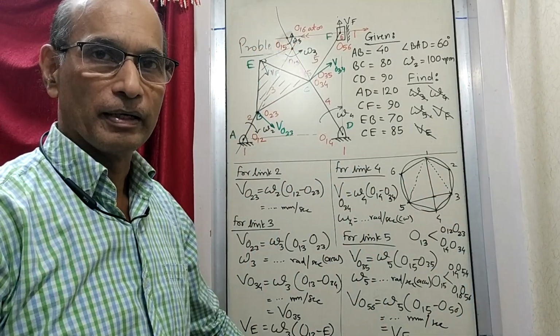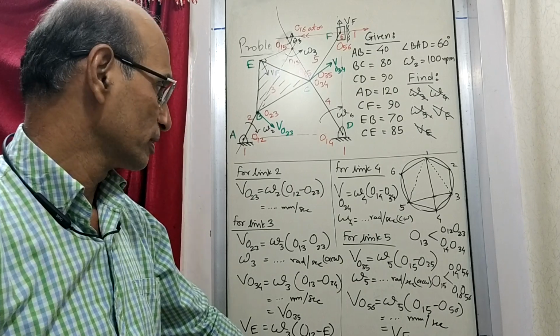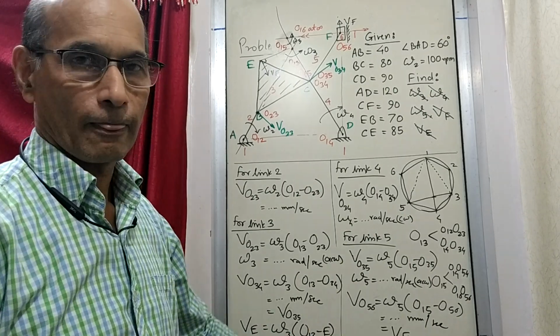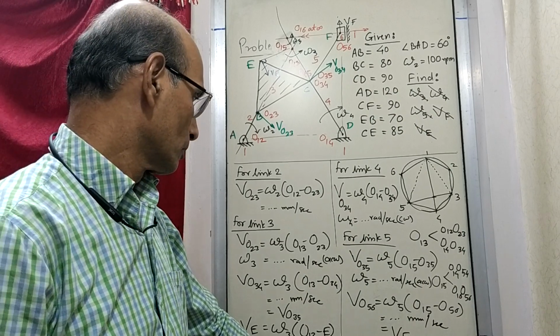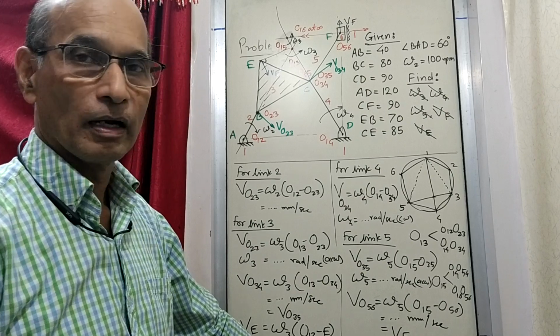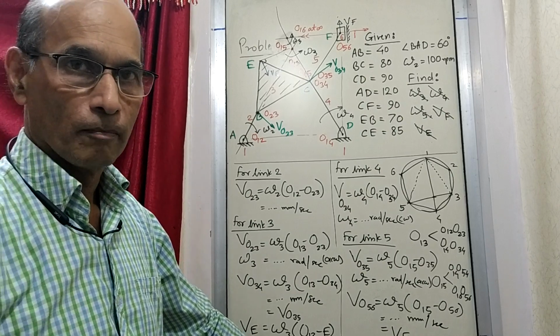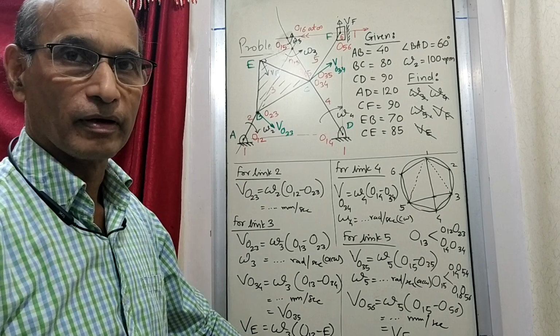So this way you can find out, we have found out all the different velocities of all the various points like this. So you can understand how the problems are solved by the IC method. The procedure is not so difficult at all.